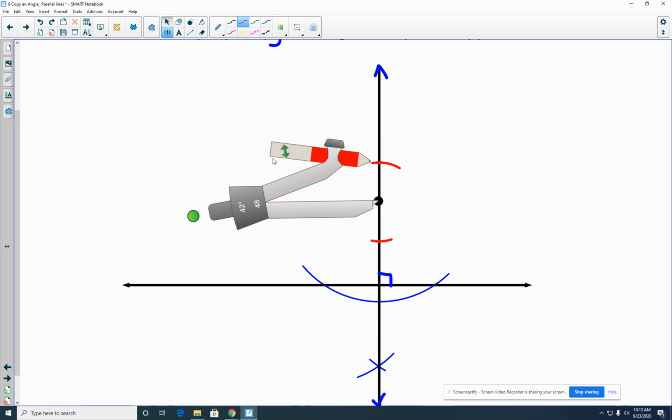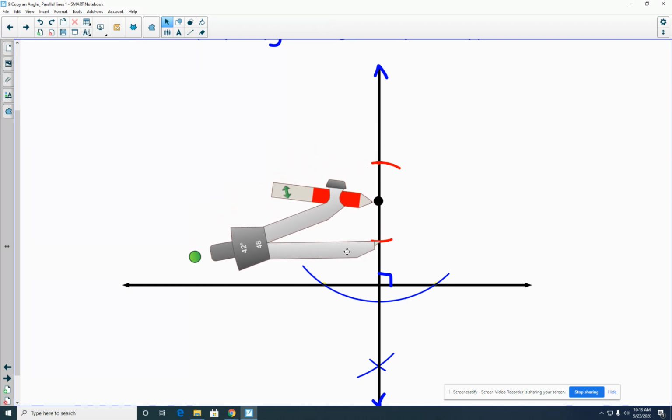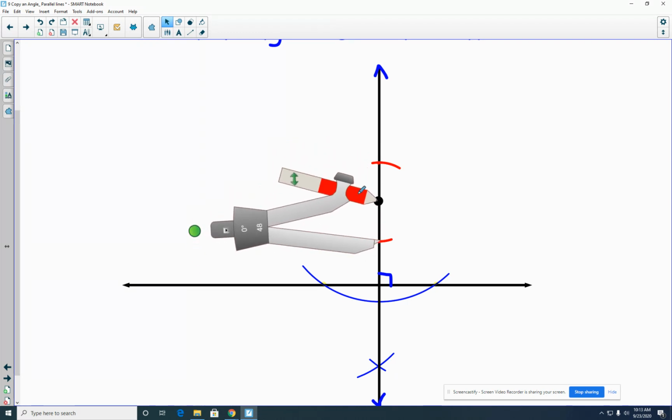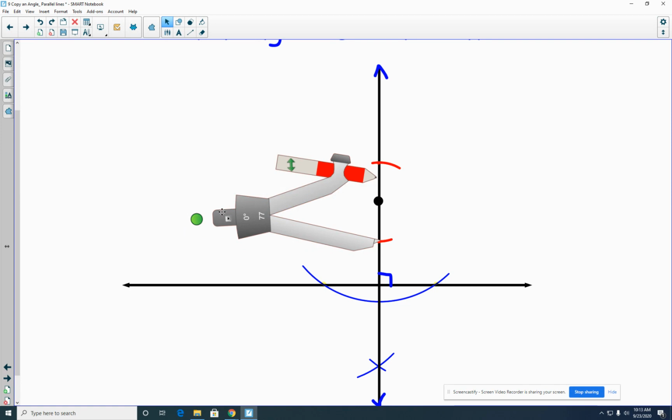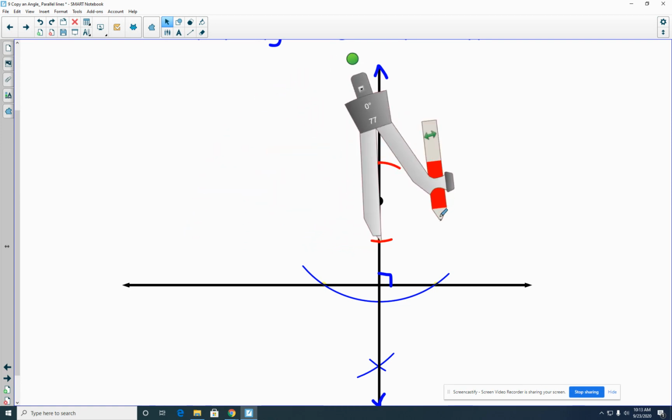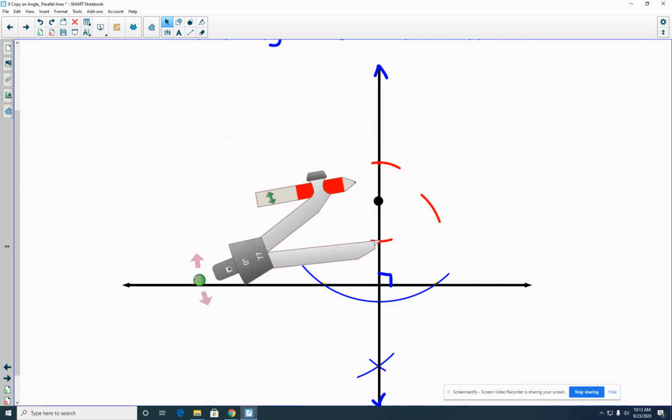Now we're going to do the perpendicular bisector of this segment. So go to one endpoint, open up more than halfway. We need arcs on both sides since the point is on the line.